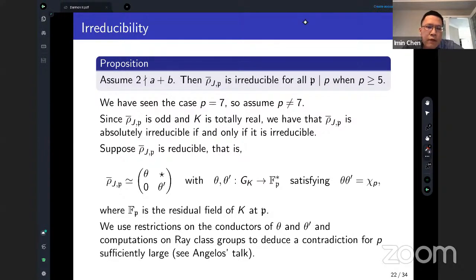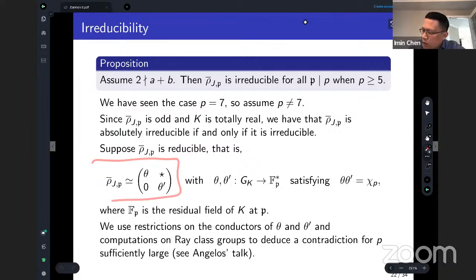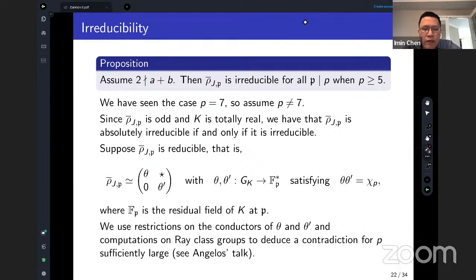So for instance, if the mod P representation is not irreducible, it's reducible, a matrix form will be given in upper triangular form with some diagonal characters. And we tabulate all the information that we have. We know that the product of these diagonal characters is the determinant, and that's the P-adic cyclotomic character. We also know the conductor of the left-hand side, and that puts restrictions on the conductors of these diagonal characters.